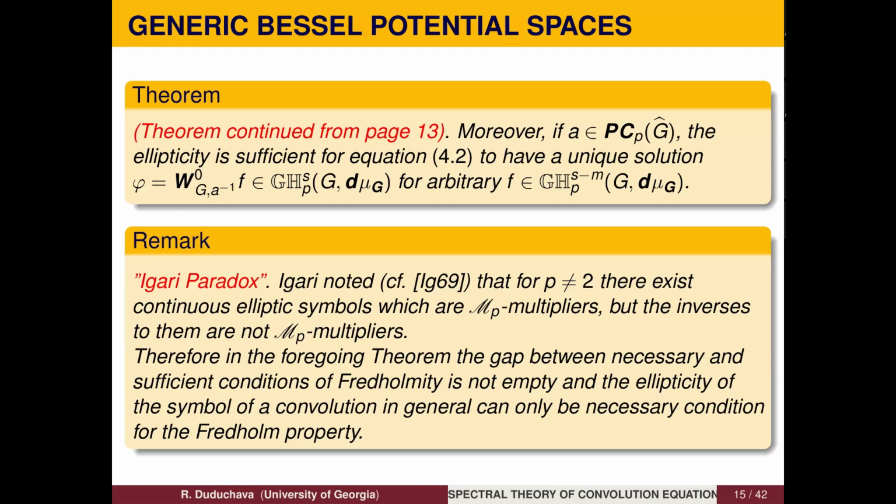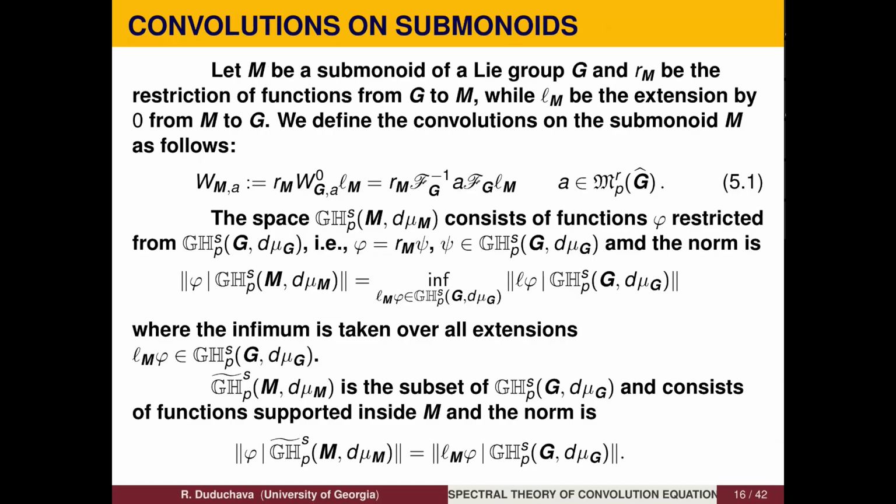And okay, now about submonoids. When we consider submonoids, and now we will define the convolution equations on the submonoids as an analog of the Wiener-Hopf equations on the half-axis, the theory of such equations becomes much more interesting and much more complicated, because it's not anymore so trivial, this theorem about Fredholm properties and so on. It's not trivial, really.